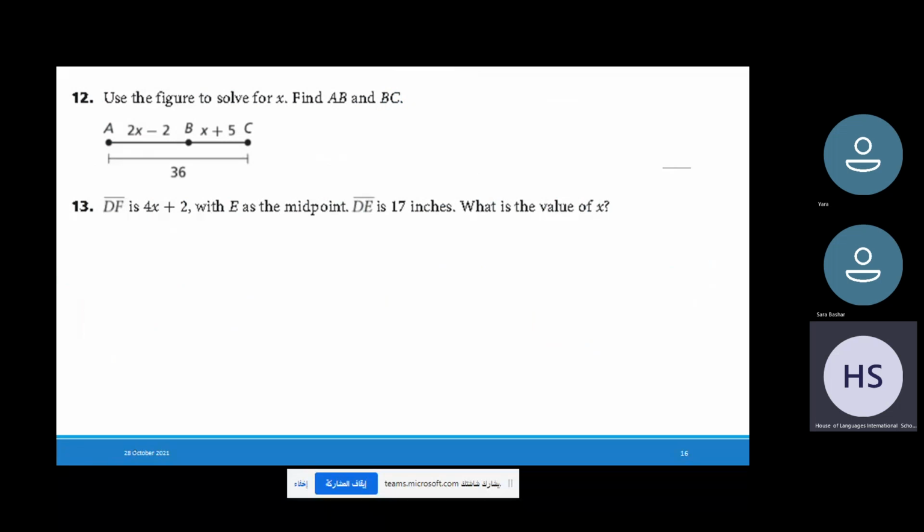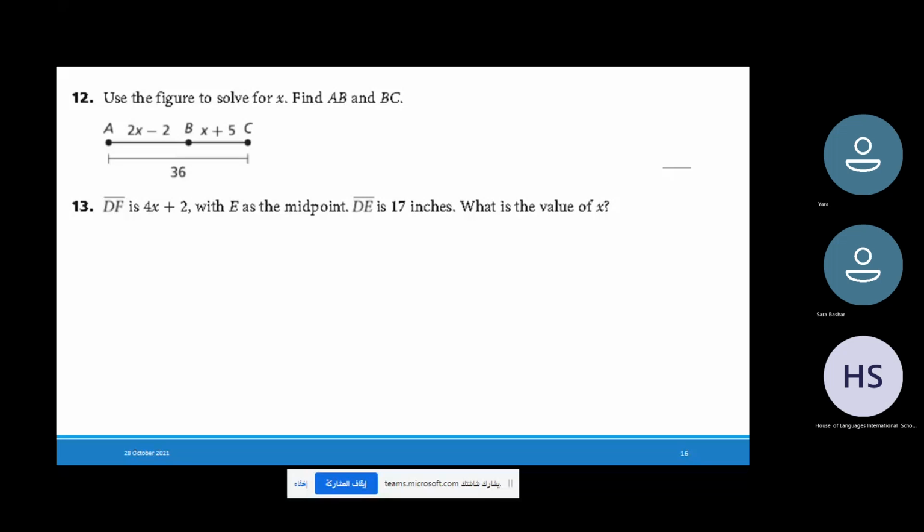Now here we go back to algebra. Use the figure to solve for x, find AB and BC. See now, what did you say yesterday? We said that if we have this line segment, and this is 5 and this is 15, what will the length be? 20. You will add them together.